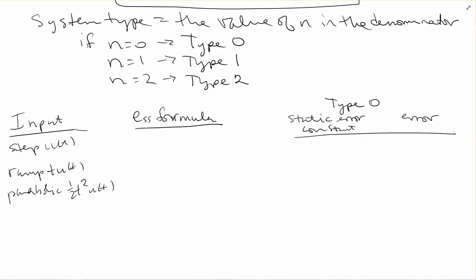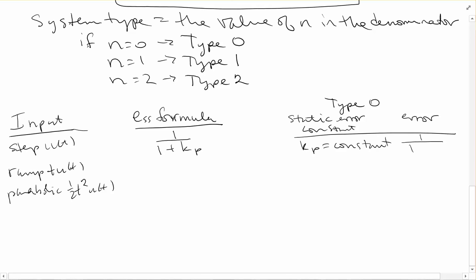Alright, so for our steady state error formula for a step input, if we write it in terms of those error constants, we're going to have 1 over 1 plus k sub p. Okay. And if we have a type 0 system, our k sub p is going to be some constant. And the error will be 1 over 1 plus k sub p.